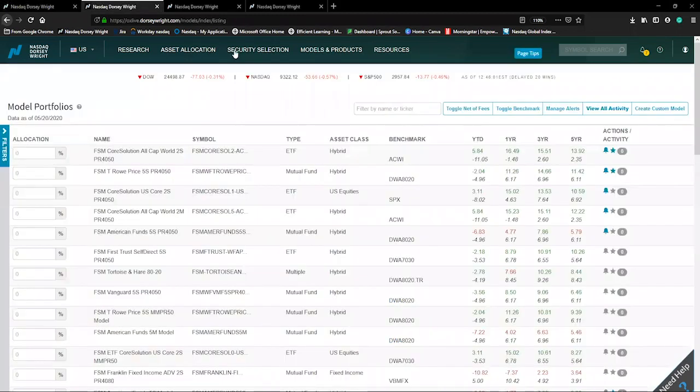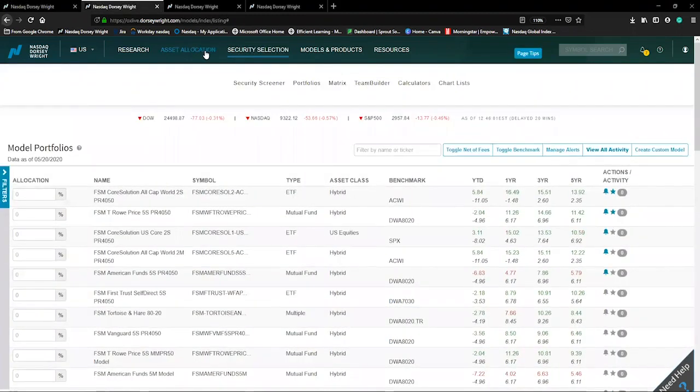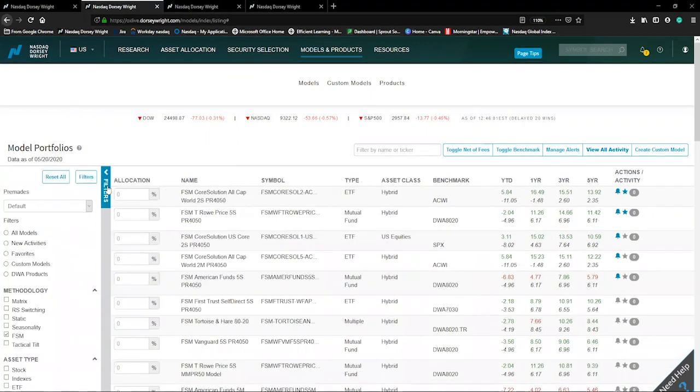But first, for those of you at home, if you are following along and you want to get to the models page, you can go to Models and Products, Models, and then from here, if we click the Filters button on the left, we can check FSM, and we'll filter down to all the Fund Score Method models. So over to you, Ian.